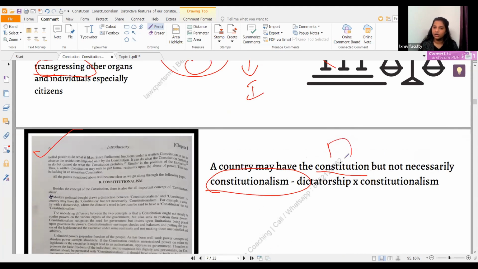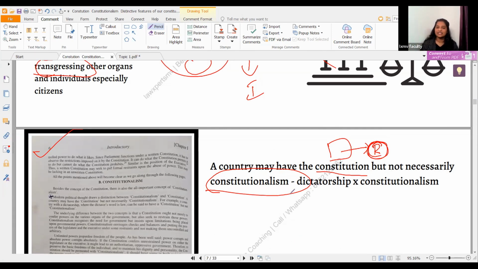A country can have the document constitution, but this document need not spell out that the organs of the state are controlled. They can have unfettered powers. So a country can have the document constitution, but for the mere existence of that document, it doesn't mean they have the concept of constitutionalism. They can either control their government, or they can leave it unfettered.